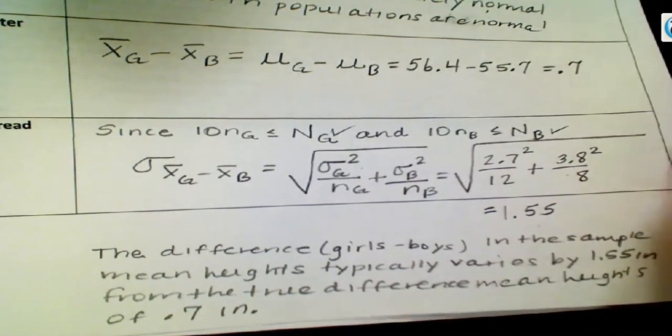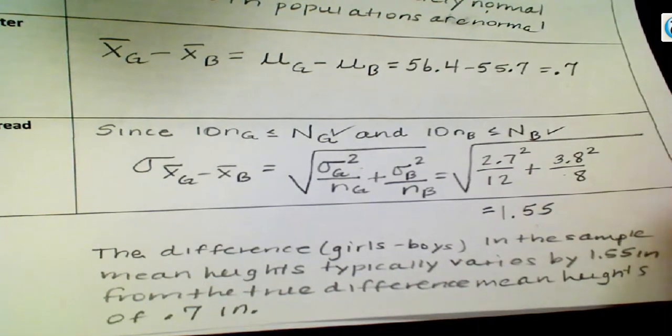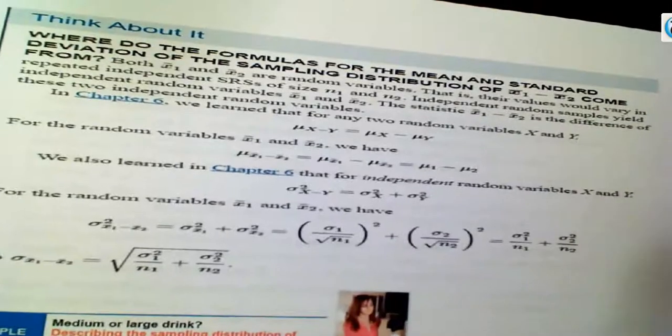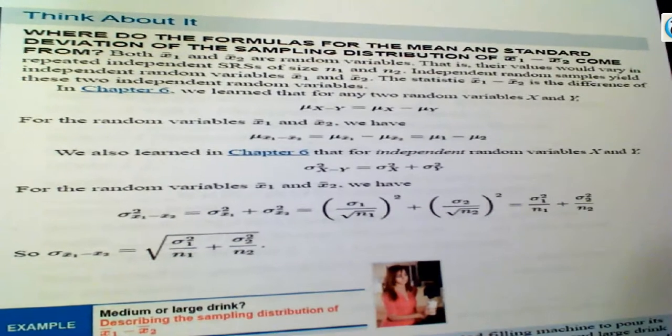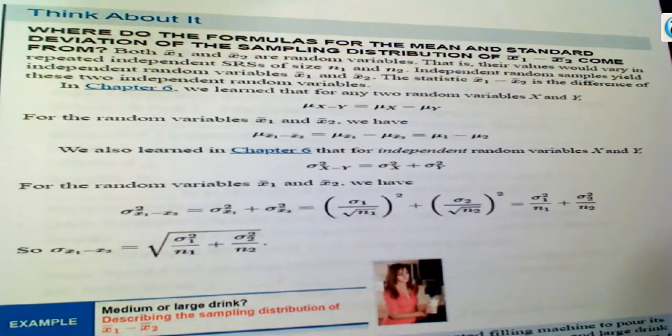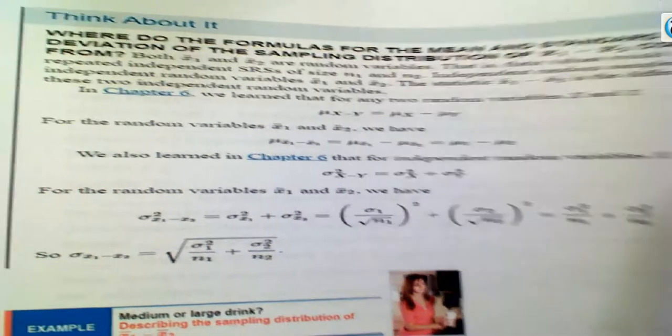Okay, I think what we have left to do is a couple more examples. This one, you can kind of read through. It just talks about where the formulas for mean and standard deviation come from. It all goes back to chapter 6 with the random variables and just doing some substitution. That is how we can come up with these formulas. So you can look through that.